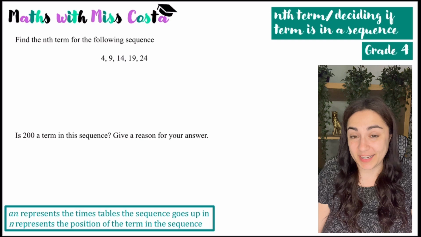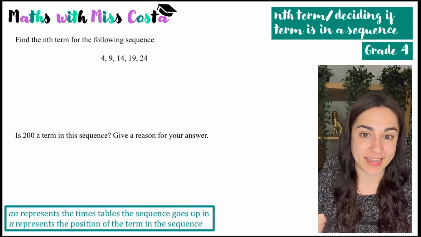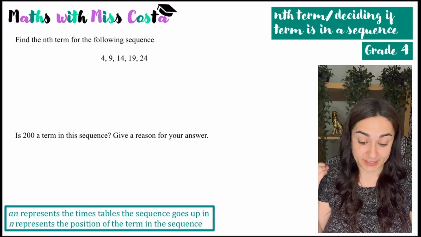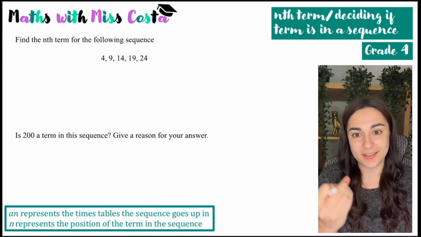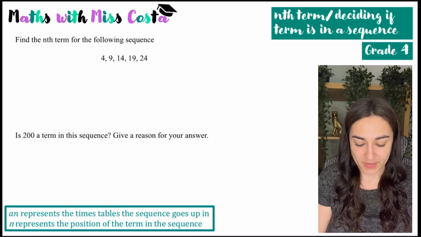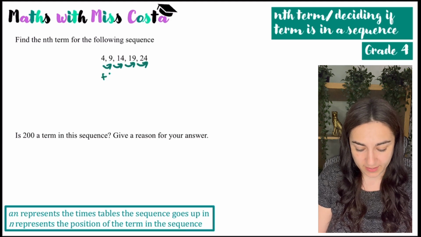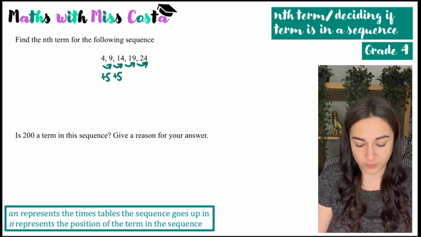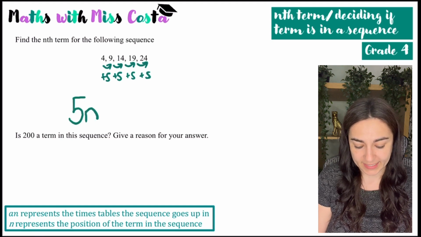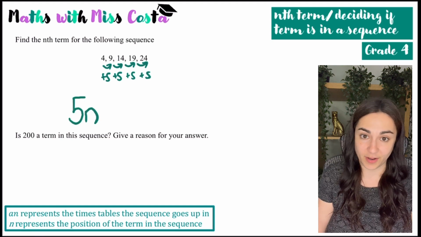Okay, so we've been given a sequence and we're being asked to find the nth term. Now the nth term is literally just the rule to find any term in the sequence. So we start by figuring out what times tables the sequence goes up in. How do I get from 4 to 9? I add 5. 9 to 14, I add 5, and so forth. So that must mean that my sequence is going up in the 5 times tables.